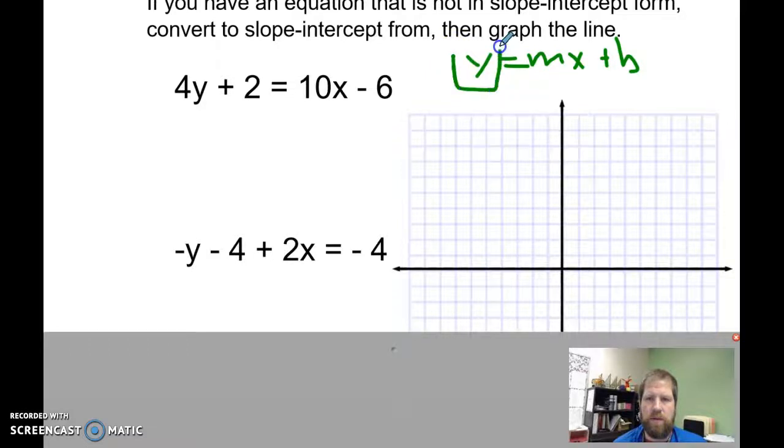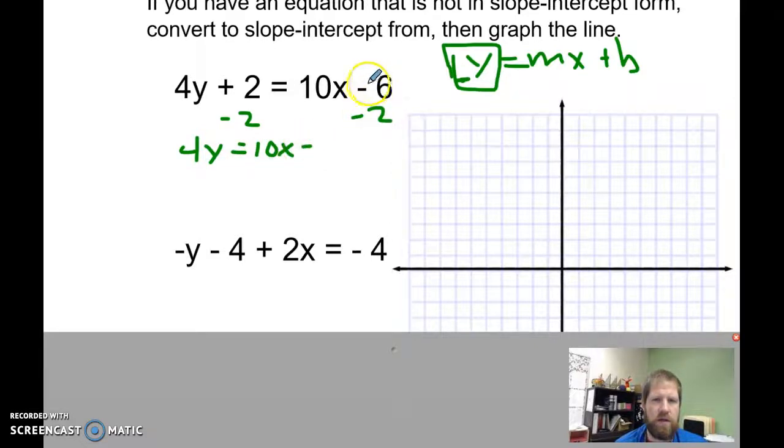This is the most important part. The y is isolated, it's all by itself. There's nothing that you're multiplying or dividing by y. It's just y. So my first step is going to be to move any other terms I have on that side of the equation over to the other side. So I'm going to subtract 2, 4y equals 10x minus negative 6 minus 2 is minus 8.